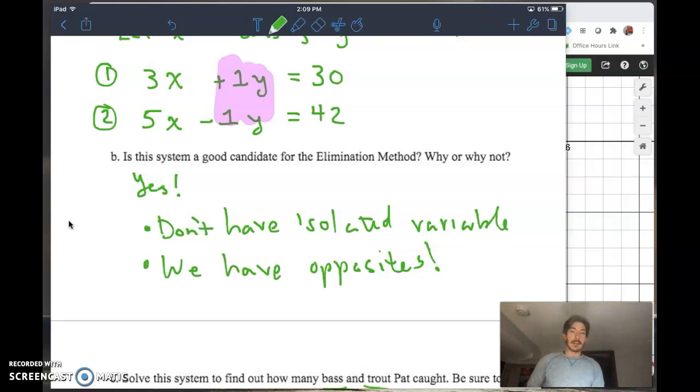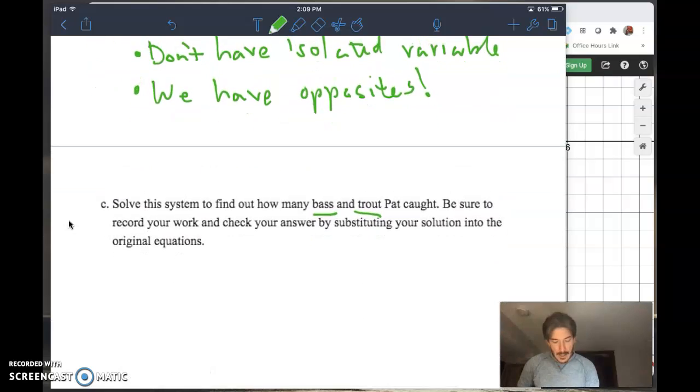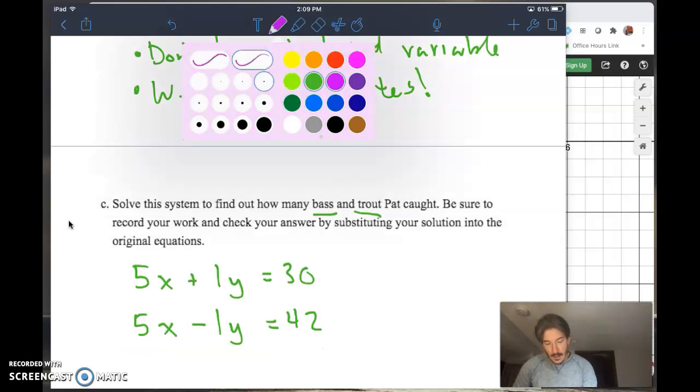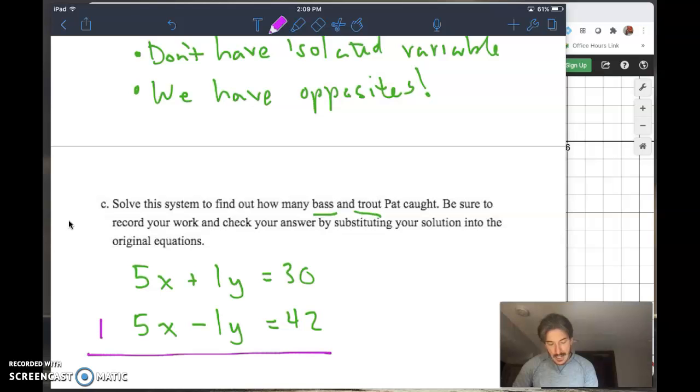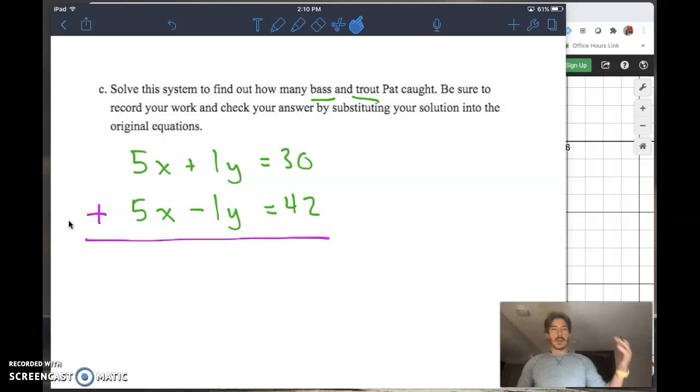We're going to check graphically, and we're going to make sure we've got the right solution here. It says solve it and check how many bass and trout Pat caught. Okay, the first equation was 5x plus 1y equals 30, and the second equation, I'm just copying from my work above, was 5x minus 1y equals 42. Now here's how the elimination method is going to work for us. And I'm going to do this part in a different color. All right, we're going to treat this thing like a giant column sum. All right, and just like I've always done, I've stacked my like terms for the purposes of adding them up. I can cancel items out. Okay, now watch what happens here.